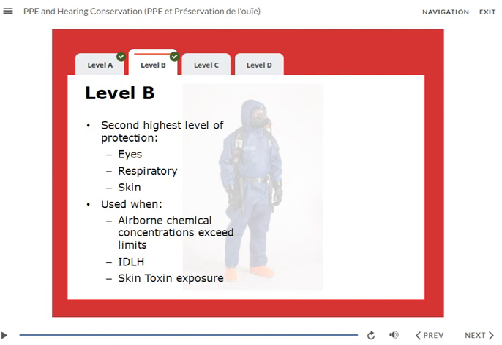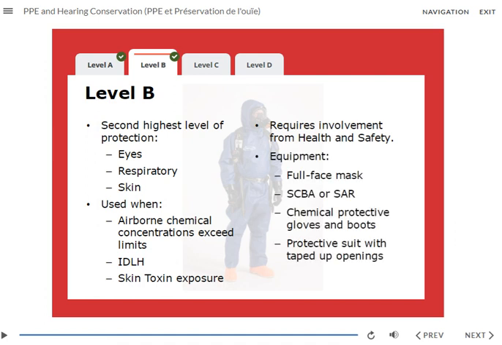This level of protection is necessary for any activity where airborne chemical concentrations exceed the limitations of an air-purifying respirator. Oxygen-deficient and IDLH conditions are also conditions which would require a minimum of Level B protection. Selection of Level B protection must be discussed with the health and safety manager to ensure all criteria have been confirmed. The Level B PPE ensemble will include a full face mask with supplied air respiratory protection system, which could be a SAR or SCBA. Chemical gloves, boots, and protective suit with tape around any openings complete the ensemble.